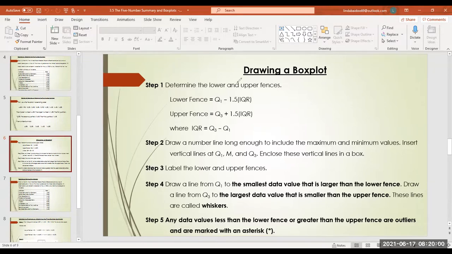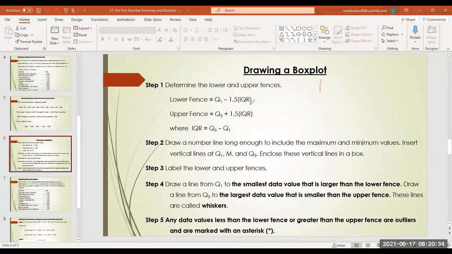Our first step is to determine the lower and upper fences. I believe we came across this yesterday. Based on the lower fence and the upper fence, we were able to determine what our outliers are. The example we did yesterday had no outliers. To determine your lower fence, you have to get Q1, which we all know how to do. After getting Q1, we have to find IQR.